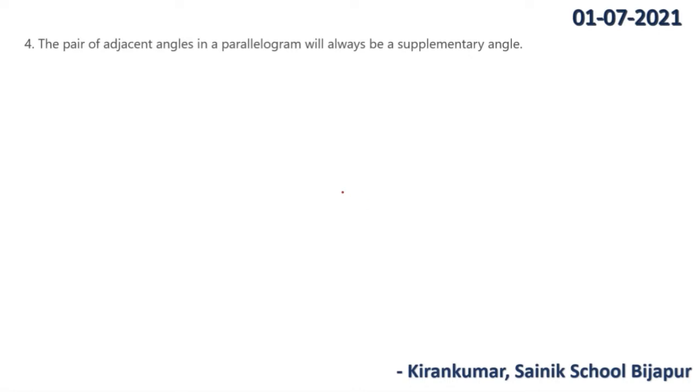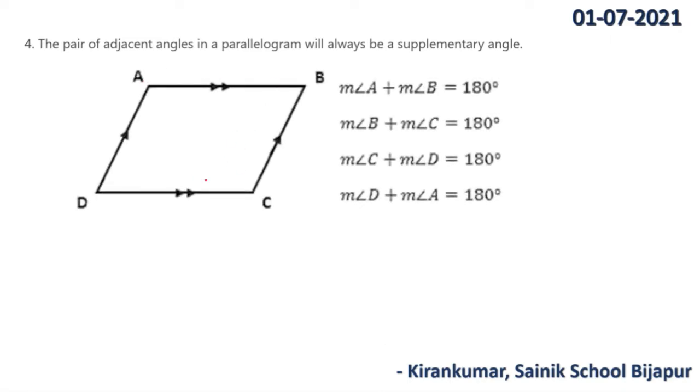The fourth property is the pair of adjacent angles of a parallelogram will always be supplementary. Look at the figure here. ABCD is a parallelogram. The adjacent angles, when they are added up, the measure of angle A plus the measure of angle B is 180 degrees. So is the case with other adjacent angles also. The adjacent angles are supplementary. We are going to make use of this particular concept in finding the angles while solving the questions.